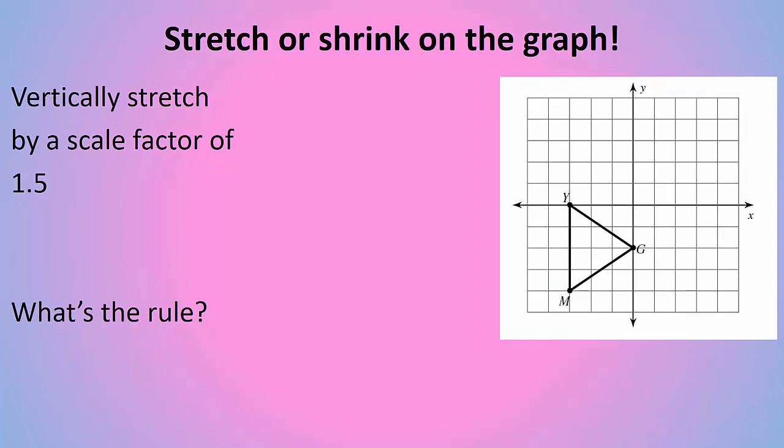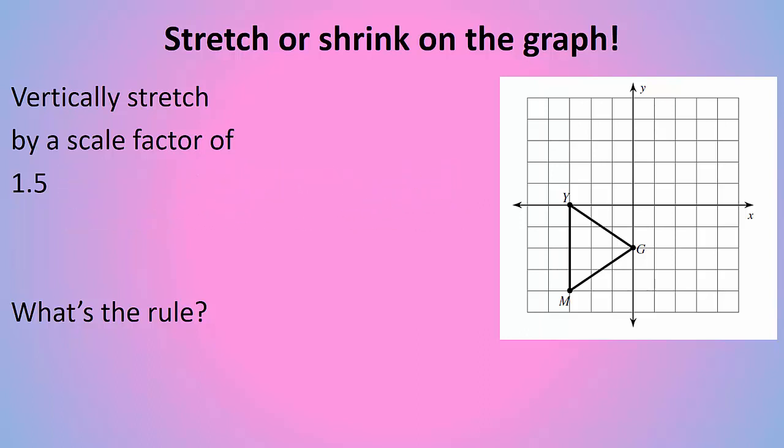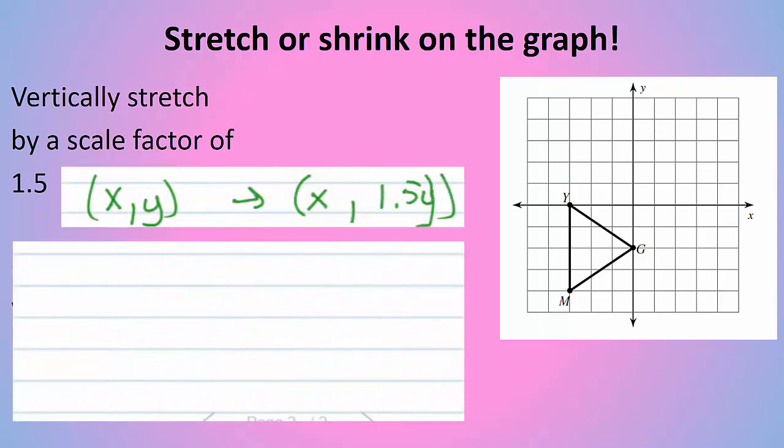Next example. We want to perform a vertical stretch by a scale factor of 1.5. So I'm going to start with the rule. (x, y) forms a vertical stretch, which has no impact on the x value. So (x, 1.5y). Ignore the stray mark on the y.